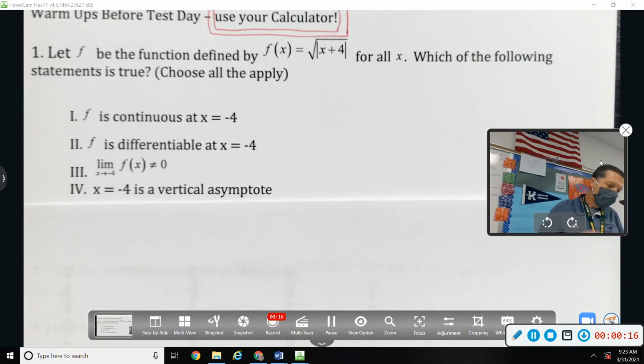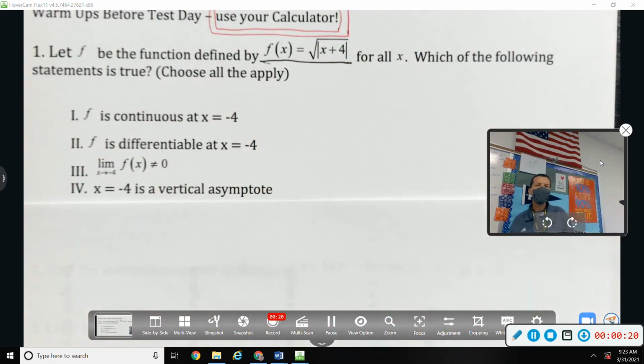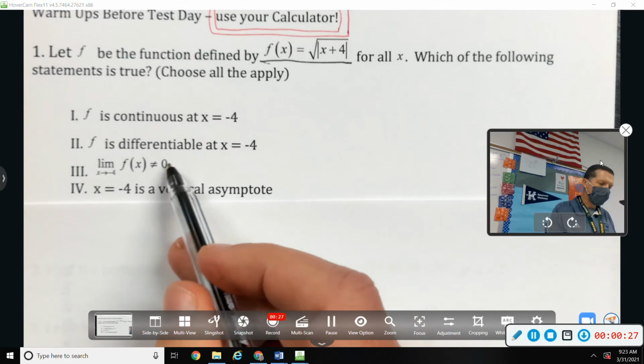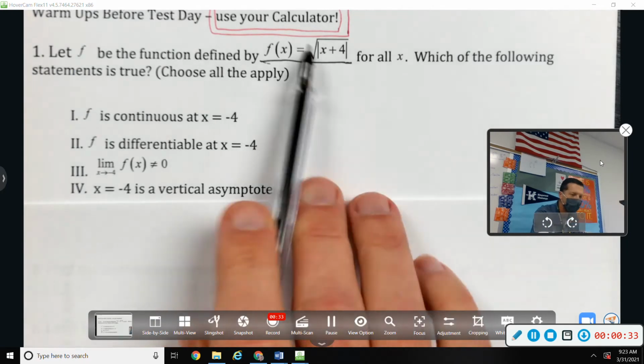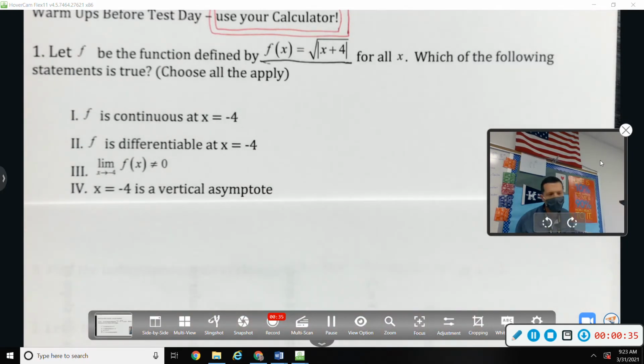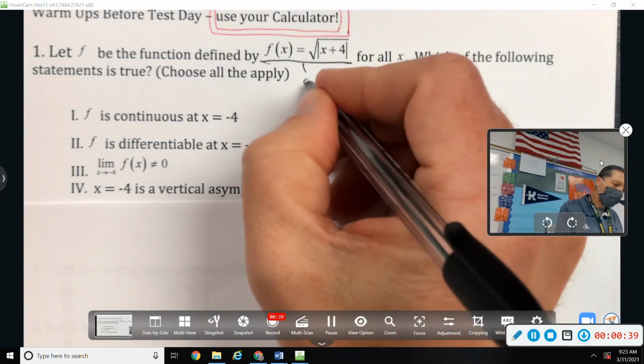So number one is this weird-looking function, square root of the absolute value of x plus 4. And then, which of the following are true? Well, continuous, differentiable, limit, asymptote, all of those things are real easy to see on a graph. They're not real easy to see based on this formula, but on a graph, they're pretty easy to see. So I think we should graph this thing.